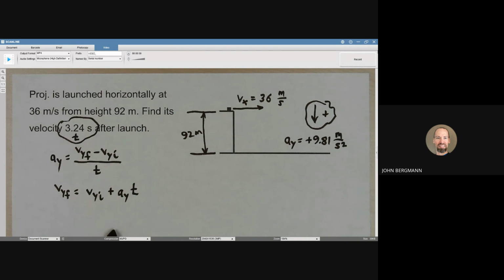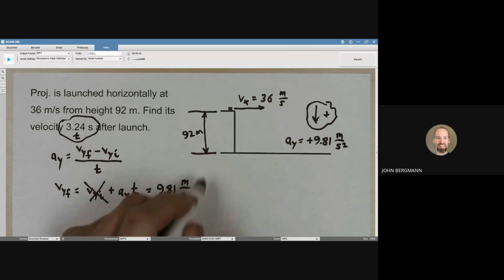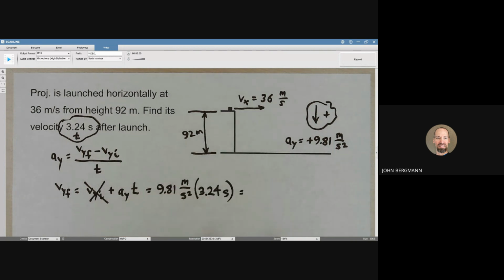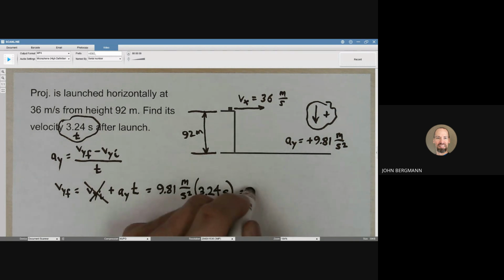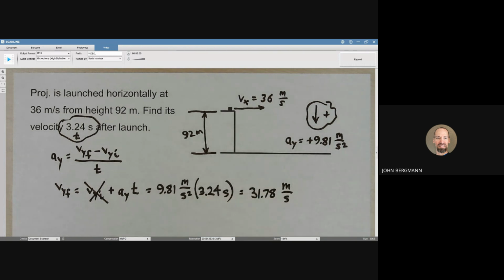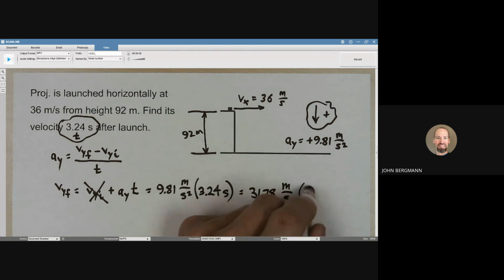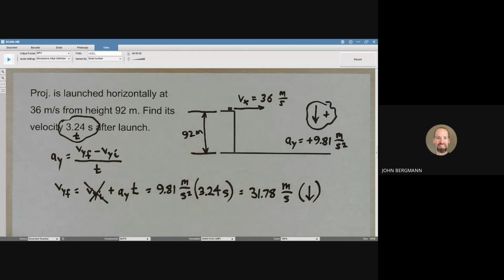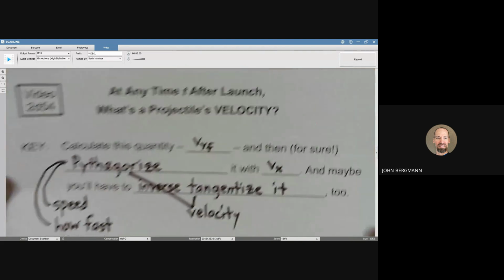What's VY initial for this case? It's a horizontally launched projectile. 0. So VY final is nothing more than 9.81 meters per second squared multiplied by 3.24 seconds. And when you do that, you get 31.78 meters per second. And it came out positive because it's downward. And positive is downward. So we found VY final.